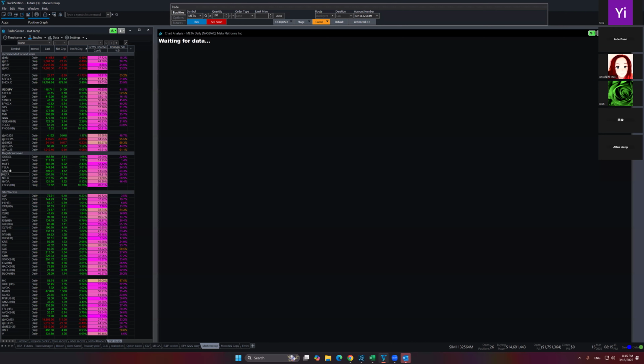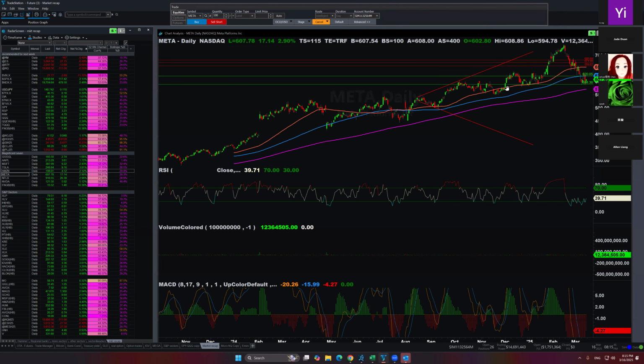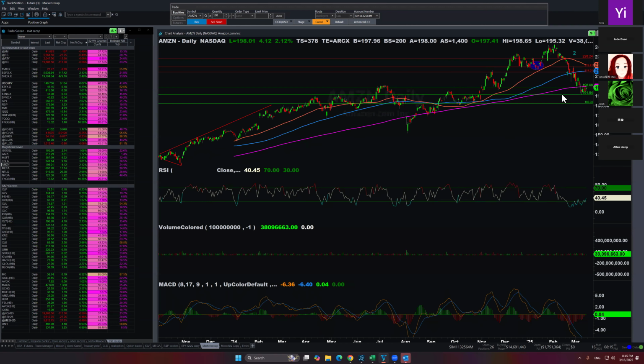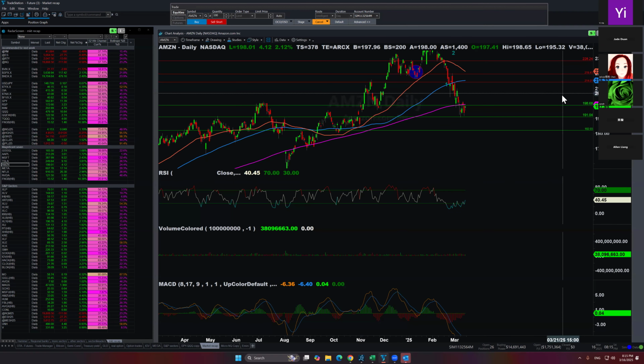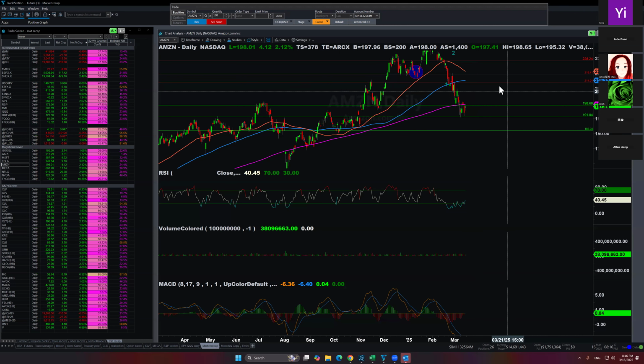Meta. Did I say Amazon? No, I skipped Amazon. So Amazon, I would say at least somewhere to 210. I would say 208, 210. Worst case scenario, maybe lower, 205. I'm leaning 214. I'm maybe being too optimistic. So if we could hit 214, we are going to act on the AMZU, so we have some cash to reload.